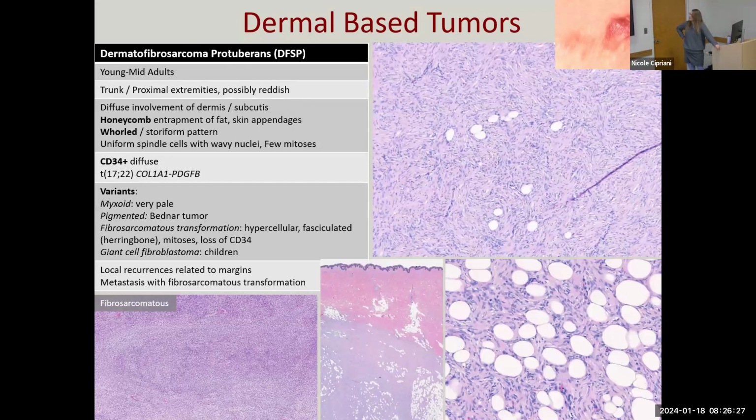Your differential, as I said, probably most critically is going to be a DFSP. And this has a very packeted, tight storiform appearance. It can range in cellularity from being very cellular to being somewhat more myxoid, or moderately cellular. It should start somewhere in the dermis and generally uniformly invade the subcutis, often in this honeycomb pattern.